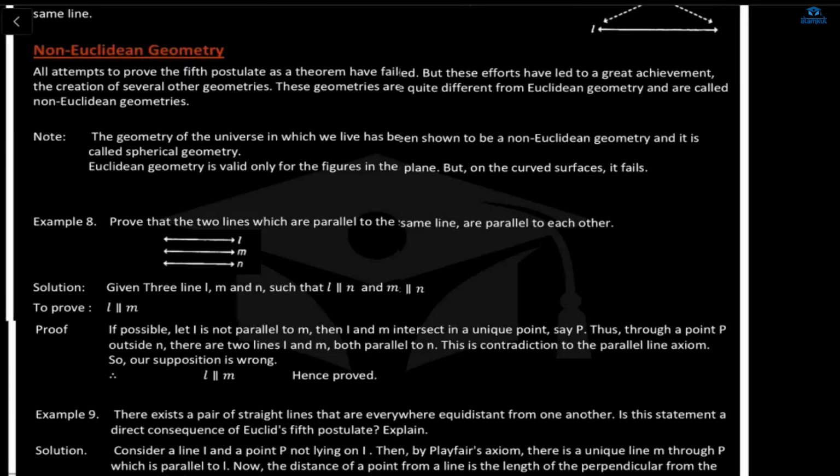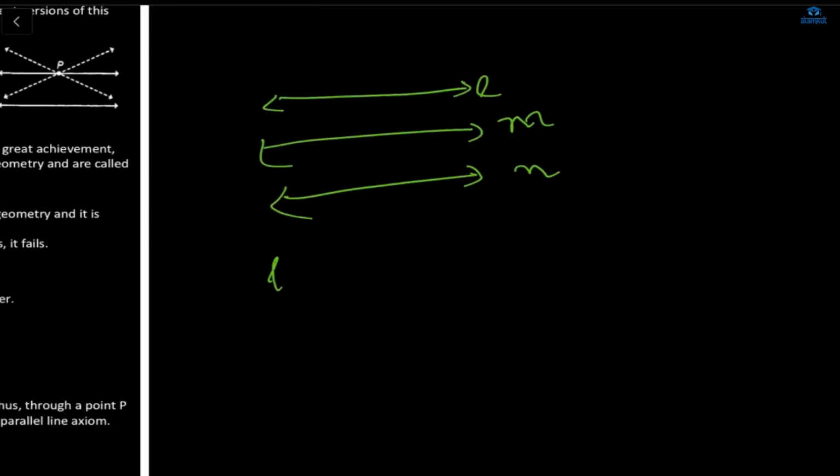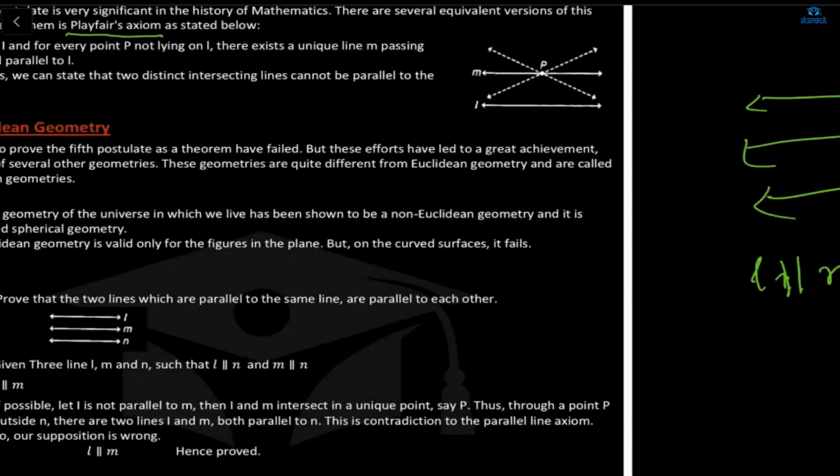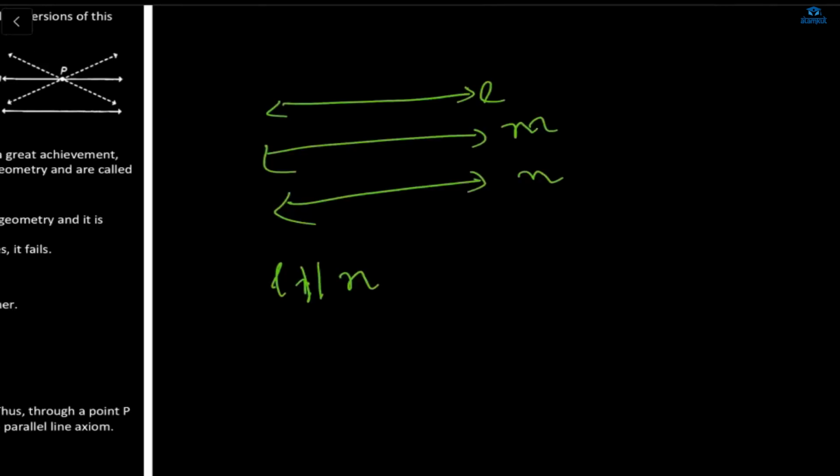Now, let's come to question number 8. Based on the same postulate, the question is asked: prove that two lines which are parallel to the same line are parallel to each other. Actually, it is given that two lines are parallel to the same line. That means L is parallel to N and M is parallel to N.